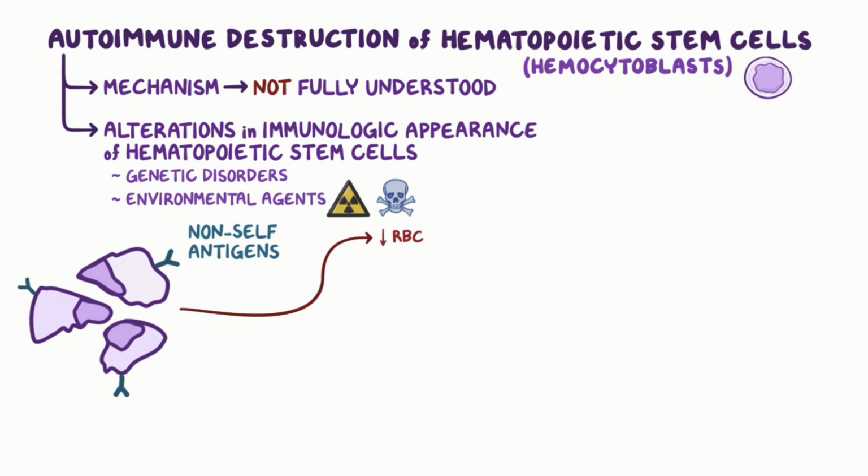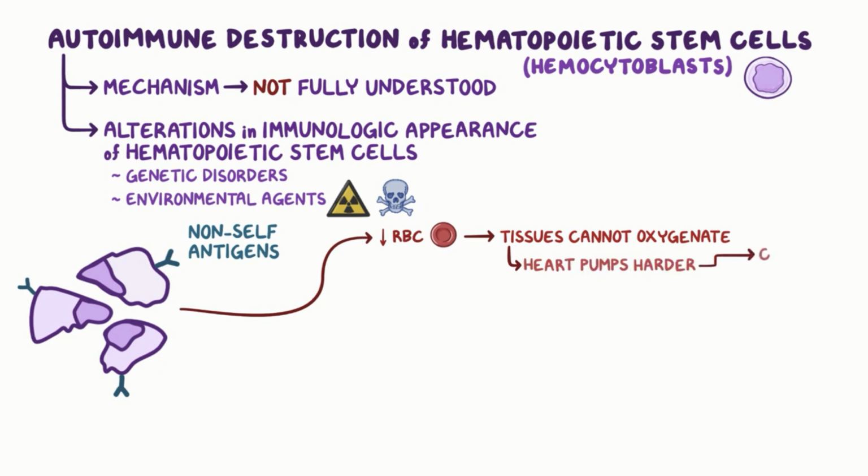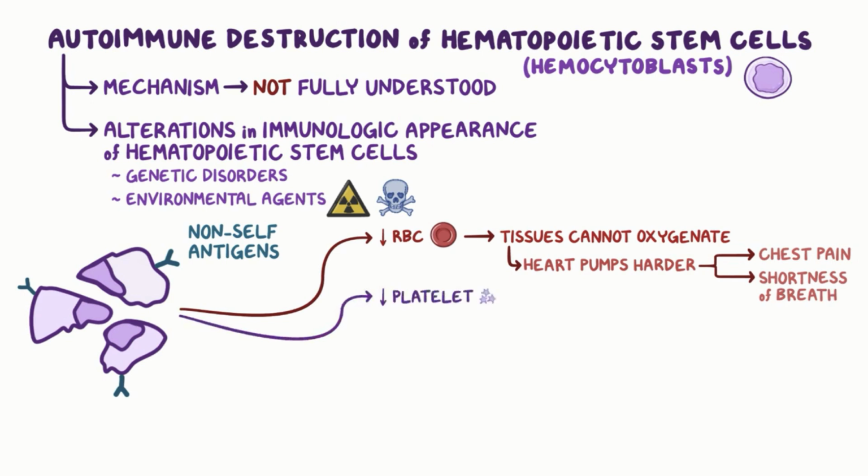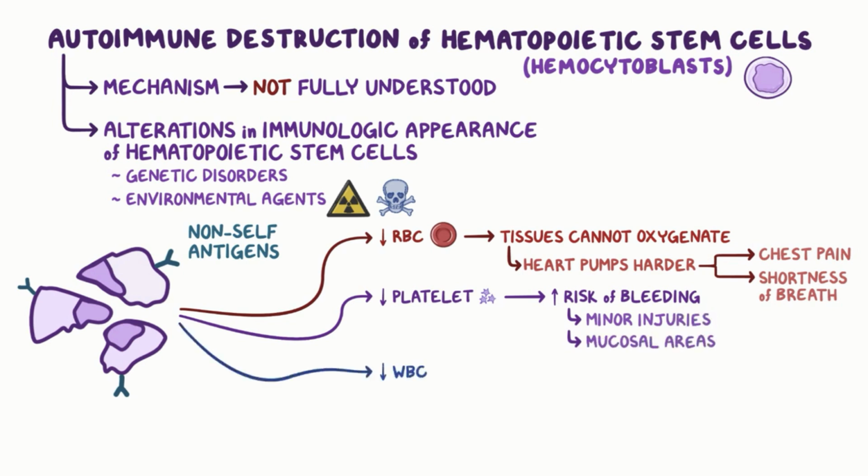Due to the low red blood cell count, tissues cannot properly oxygenate, so the heart pumps harder to circulate the red blood cells, leading to chest pain and shortness of breath. Low platelet count leads to an increased risk of bleeding from the most minor injuries and in mucosal areas. And low white blood cell counts lead to the body's inability to fight off common infections that can lead to sepsis.